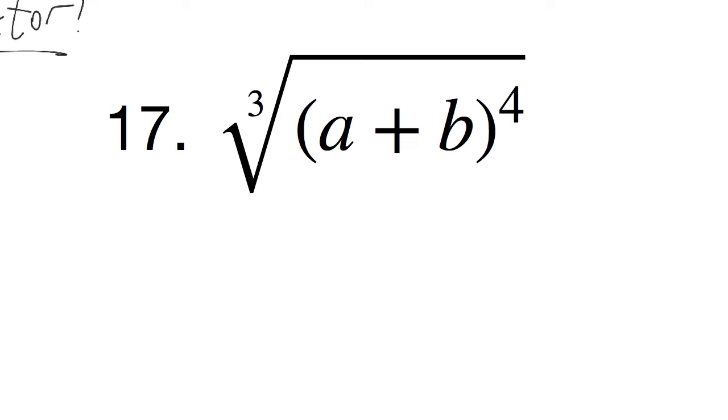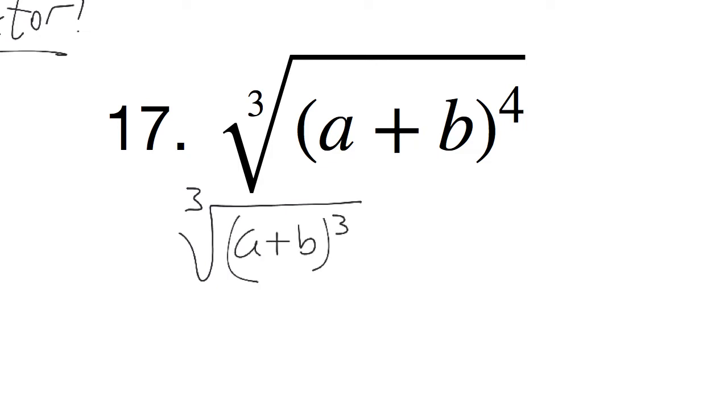And here, I don't exactly have a perfect cube, but I do have 4 of these terms. So what I can choose to do is find a perfect cube factor here. The perfect cube factor would be (a plus b) to the third power times (a plus b) to the first power. We've got 3 of the a plus b's over here, and then the last one over here.